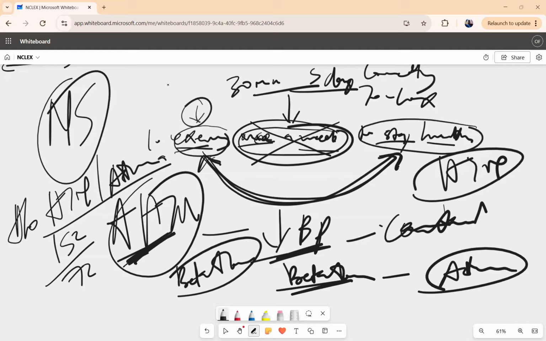Now NCLEX is telling you about this, and one of the answer keys includes a beta blocker, and you are like, but we give beta blocker for hypertension. Why is NCLEX putting it? So what's the correct answer? You are now lost because you don't understand the exam. You are not thinking like a nurse, you are still thinking like a nursing student.